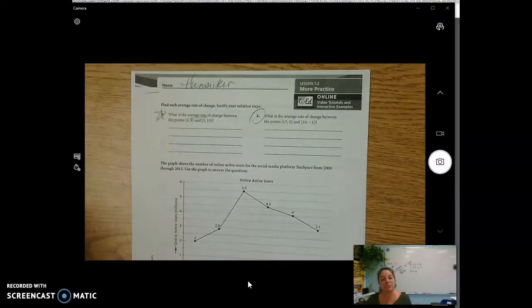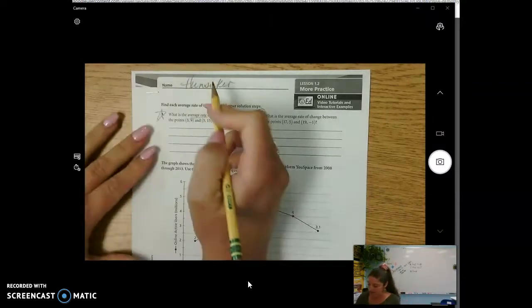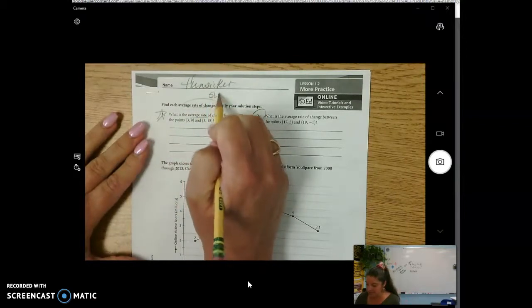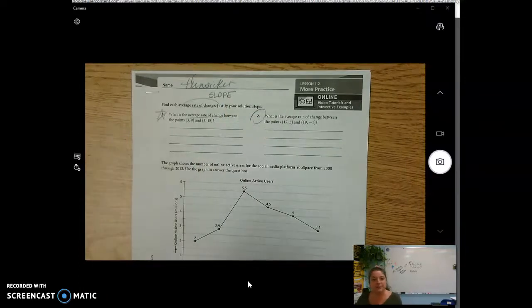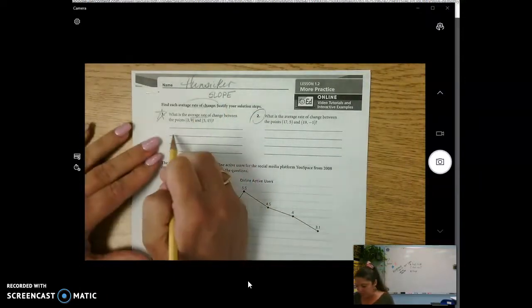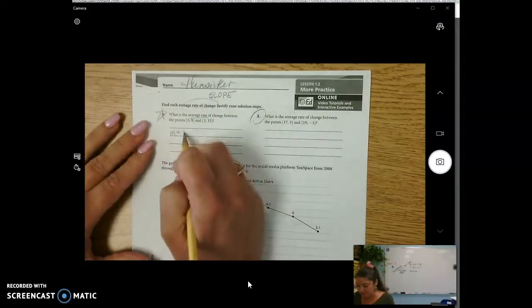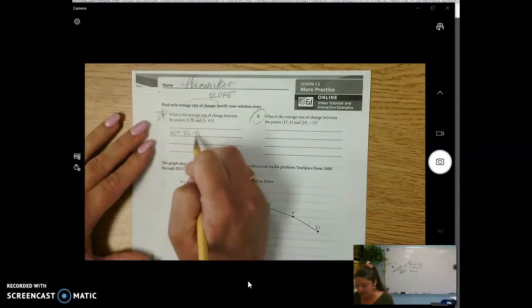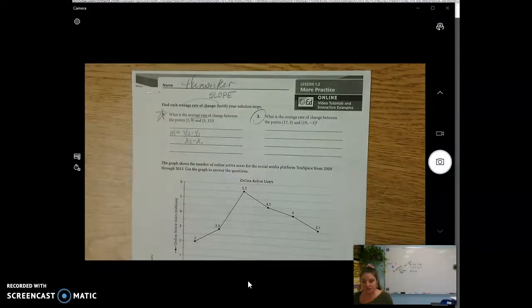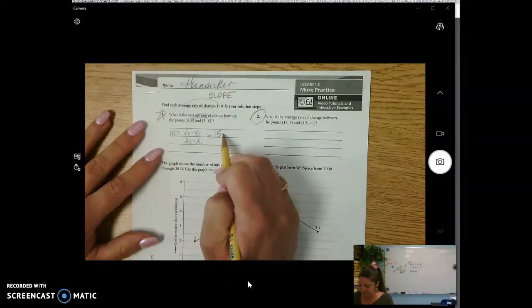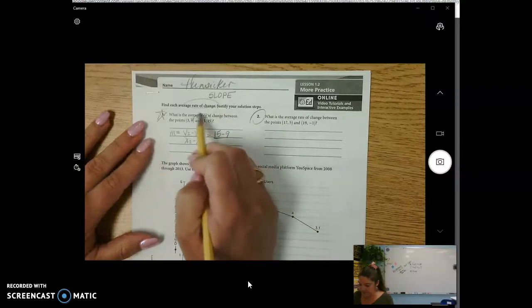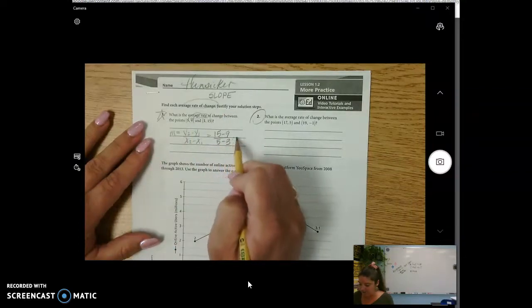So average rate of change, if you remember from Algebra 1 days, which you may or may not, is the same thing as finding a slope, okay? So that's what we're going to do. We're going to find the slope. So I don't know if you remember the slope formula, but the slope formula said that you do y2 minus y1 over x2 minus x1, okay? So let's go do that. So I'm going to do 15 minus 9 over 5 minus 3. Okay?